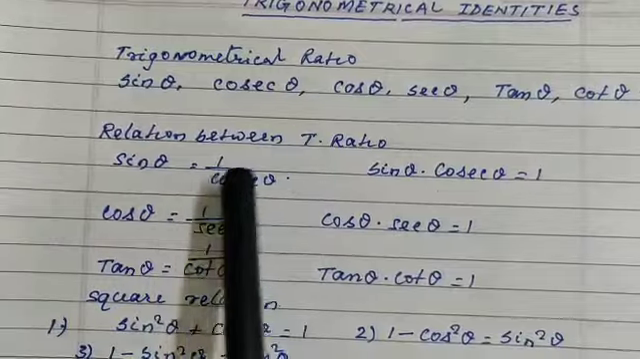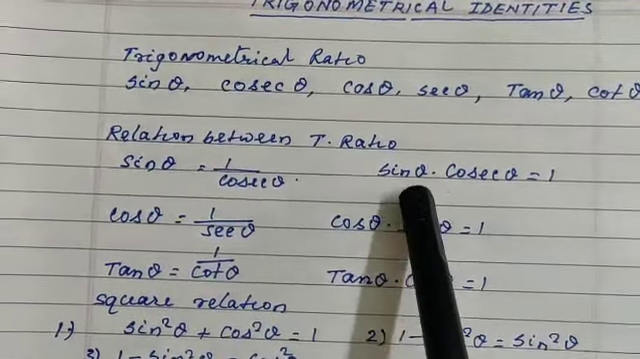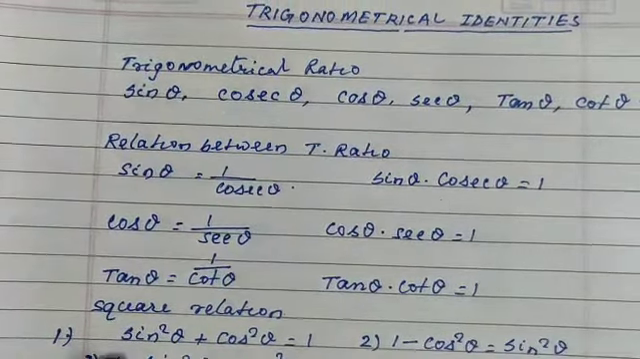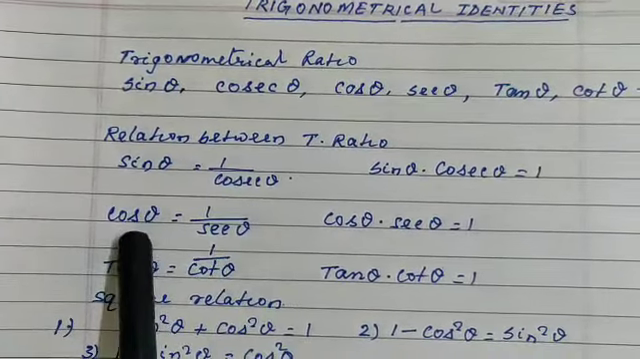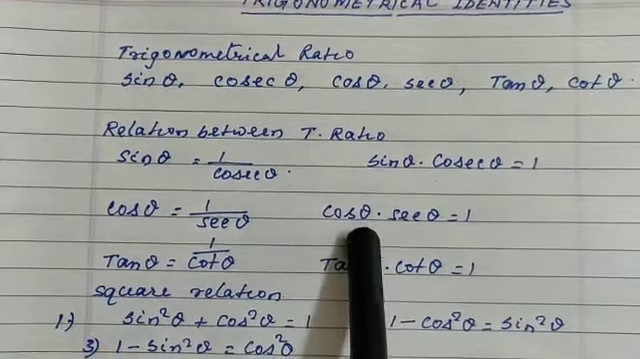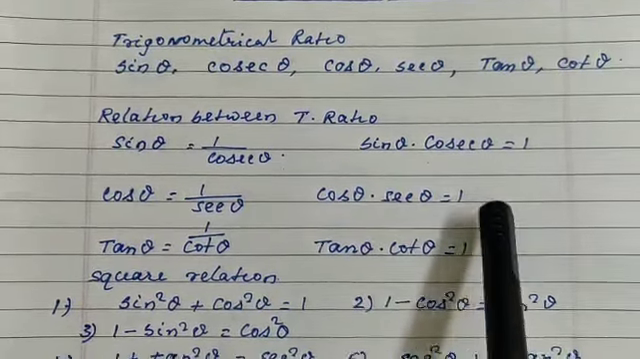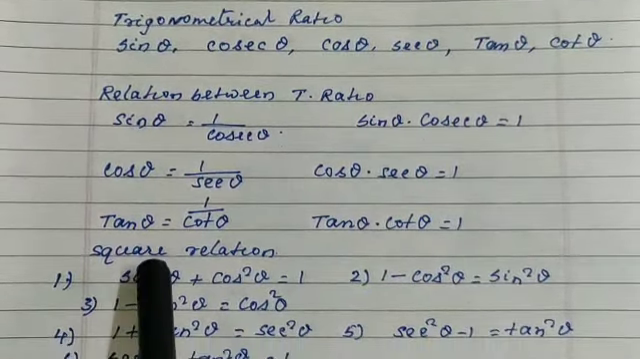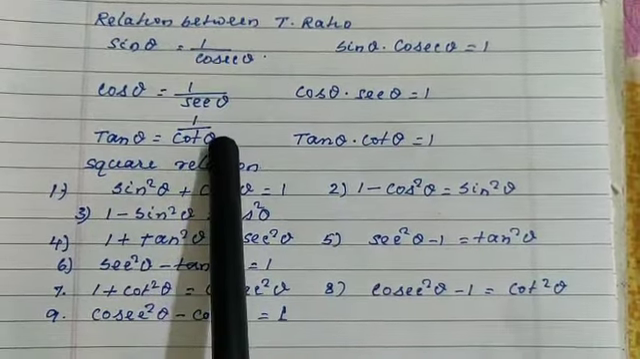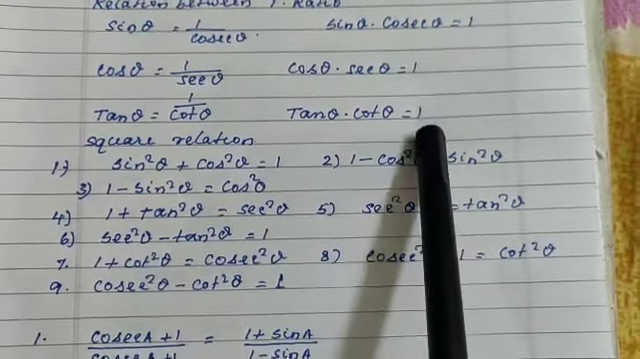Sin theta is equal to 1 by cosec theta. Therefore sin theta into cosec theta is equal to 1. Cos theta equals 1 by sec theta. Therefore cos theta into sec theta is equal to 1. Tan theta is equal to 1 by cot theta. Therefore tan theta into cot theta is equal to 1.